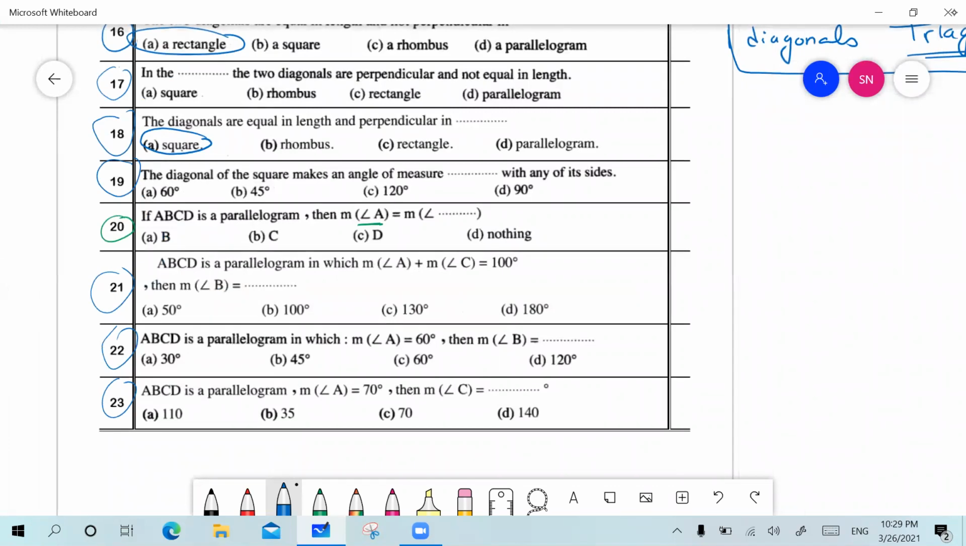The diagonals of the square make an angle of what measure with any of its sides? Given the square and its diagonal, this diagonal makes how many degrees with the side? Does nobody know the answer to this question? Khadija? 45. Exactly 45. Why? Because the diagonal bisects the angle into two equal parts. Thank you.